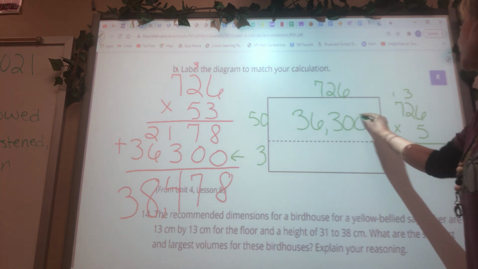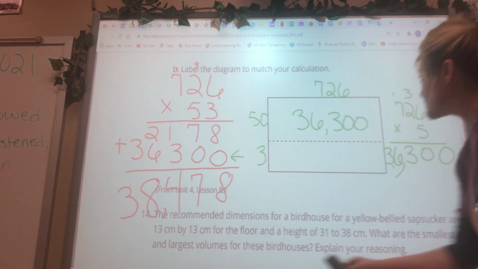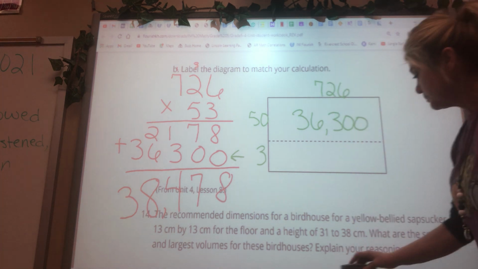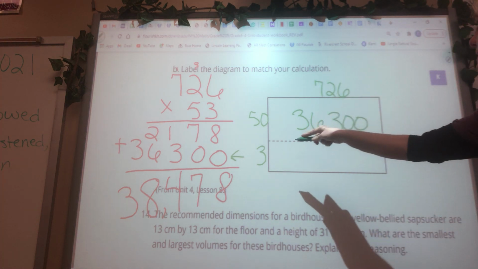36,300 is my partial product for my top number. And then my bottom number, partial product, I would have 726 times 3.